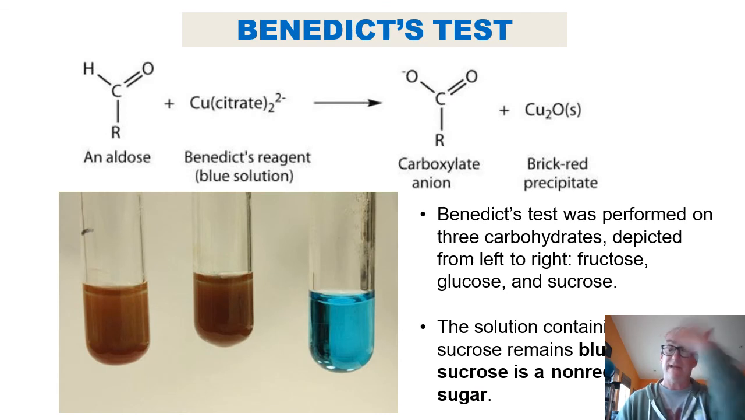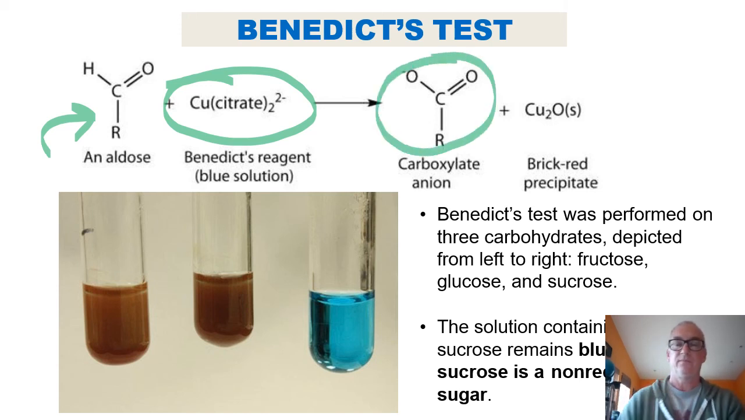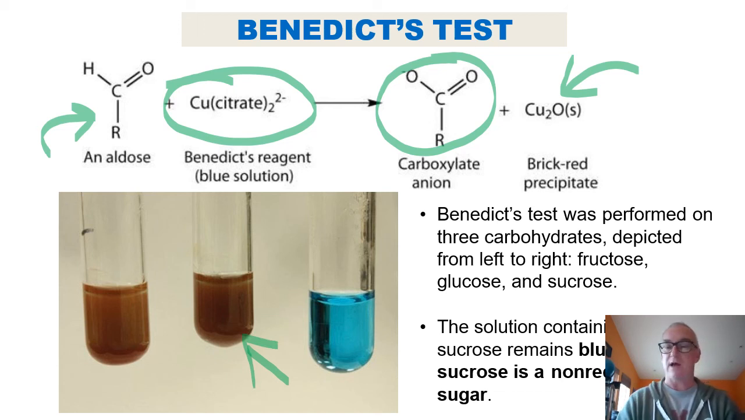So this is the Benedict test, and this is the reagent. So we have copper citrate, which is a mild oxidizing agent. And so we want to see if it can oxidize one of the groups on the sugar. So here we have an aldose because it's got the aldehyde on the end, and it gets oxidized into a carboxylic acid. So when that happens, the copper gets converted into a precipitate that falls out. And so you can see it starts out as a blue solution. And if you add a reducing sugar, you get a precipitate of copper oxide.